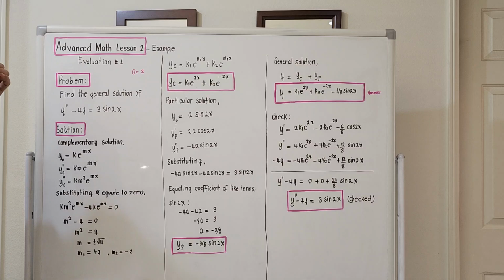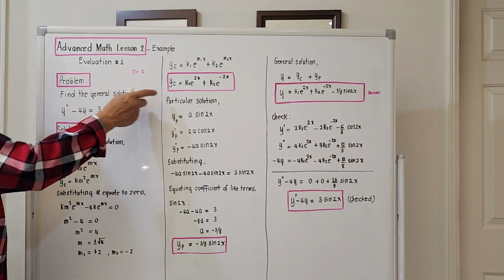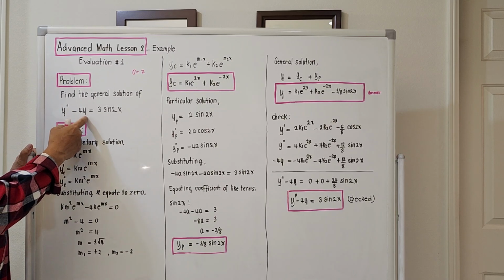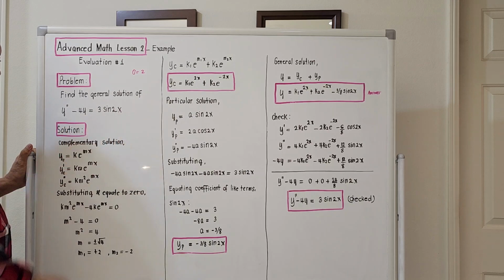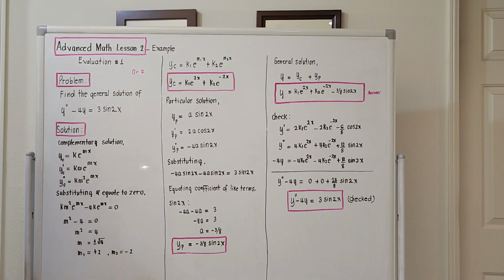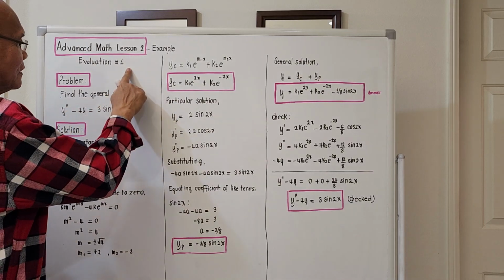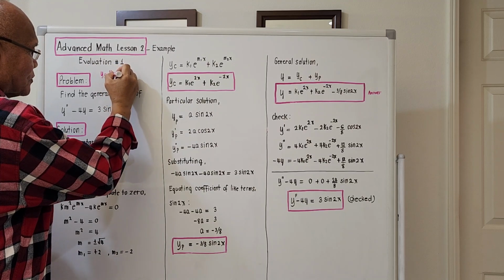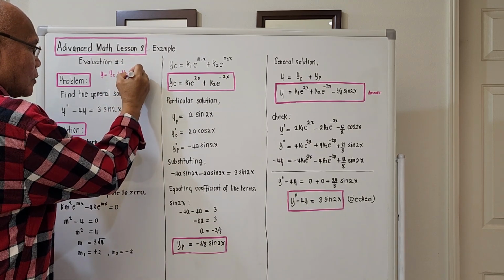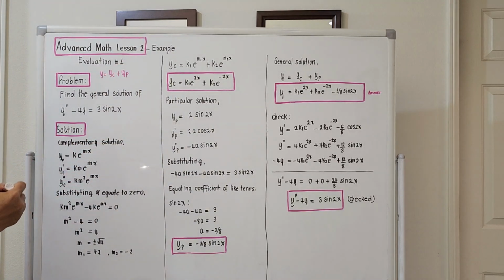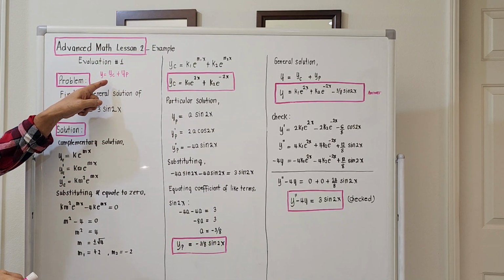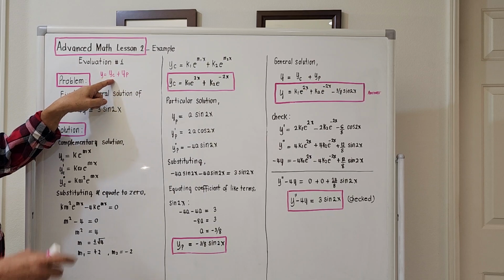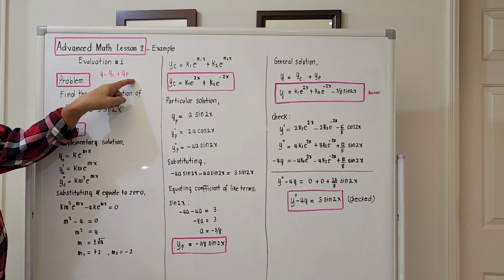Okay, I will try to read the problem. Find the general solution. We are given the differential equation y double prime minus 4y equal to 3 sine of 2x. Find the general solution. General solution is actually y sub c plus y sub p. Okay? The total general solution is the value y sub c plus y sub p. Y sub c is the complementary solution. Y sub p is the particular solution.